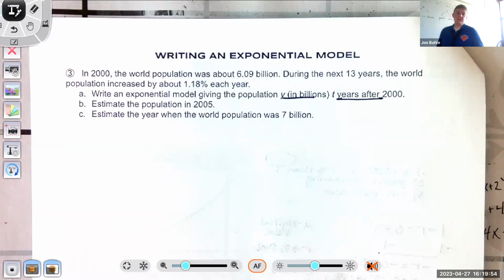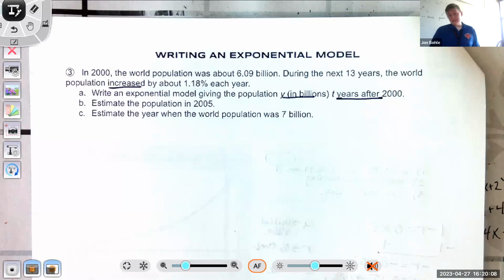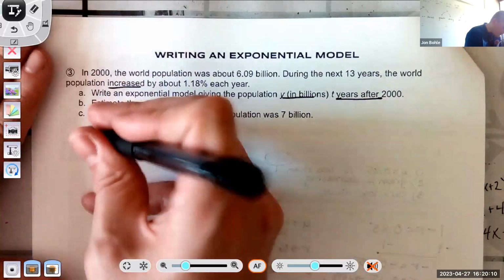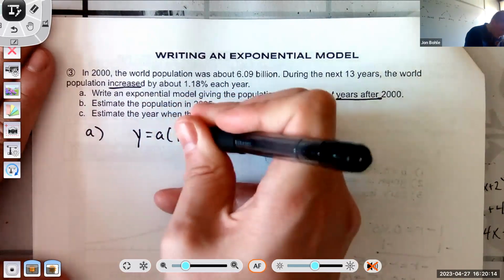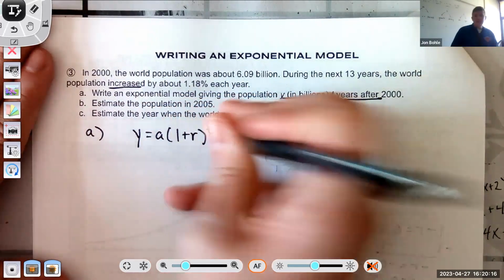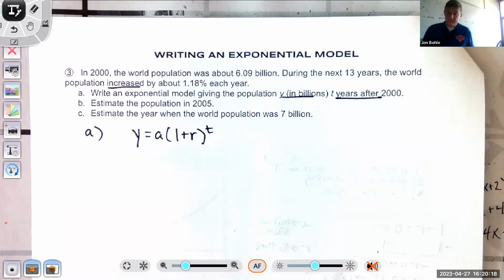Okay, so we're going to write an exponential model of the population. The first thing we need to know is growth or decay. In this situation, you have to understand the context of the problem, and understand that the population is increasing. Since it's increasing, this is going to be an exponential growth model. Okay, and I have this memorized, but you can get the growth model based off the previous page.